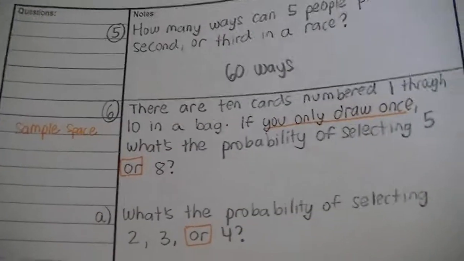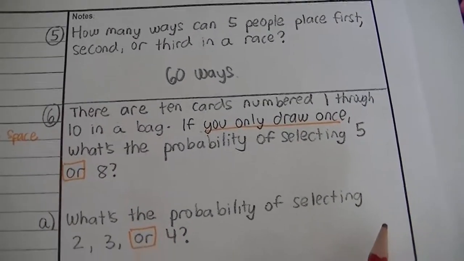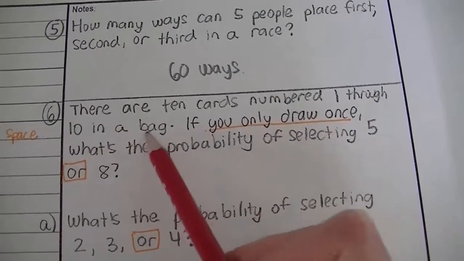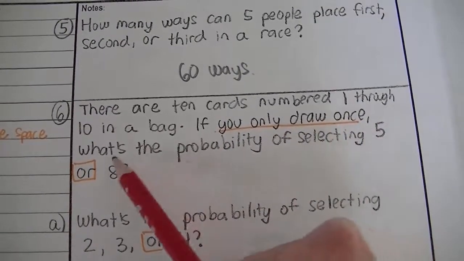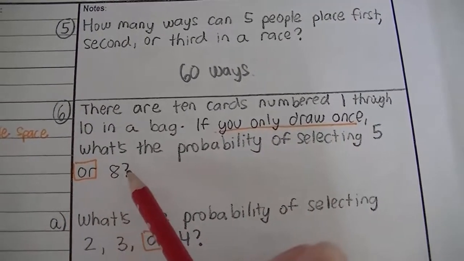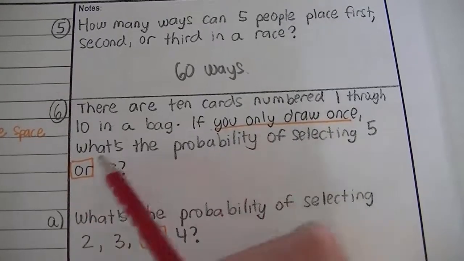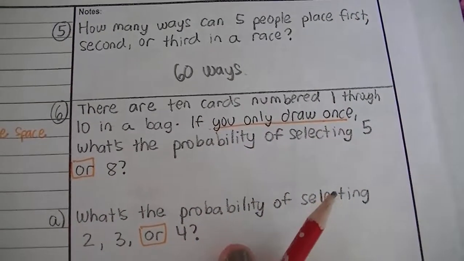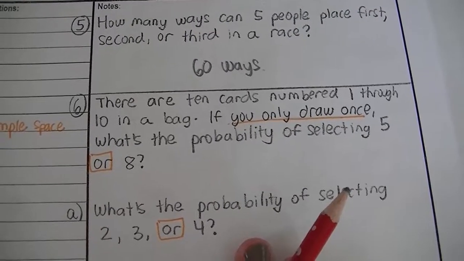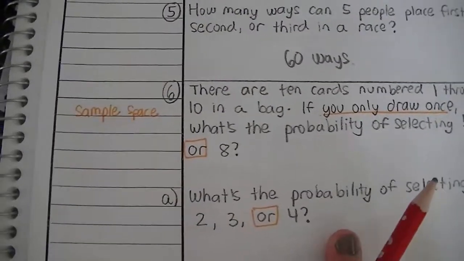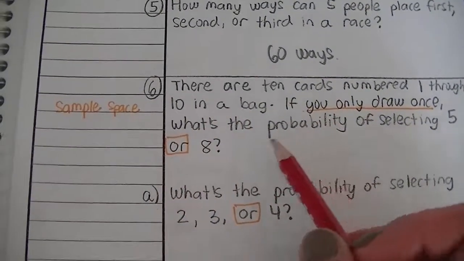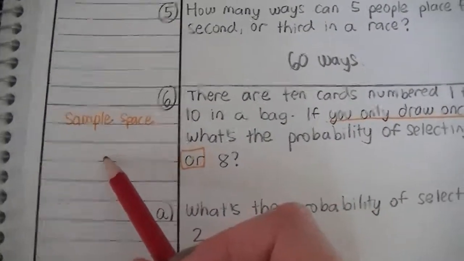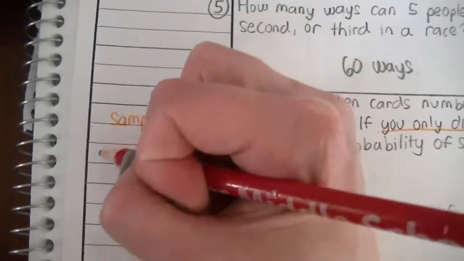Okay? Number 6. There are 10 cards numbered 1 through 10 in a bag. If you only draw once, what's the probability of selecting 5 or 8? So see the stuff that I've underlined and boxed? I want you to do that too, because those are important keywords that can help you with similar problems in the future. So the sample space, or possible outcomes, I'm going to write them down so I can use that as a reference. There's 10 cards numbered 1 through 10, so I'm going to write 1 through 10 on here.